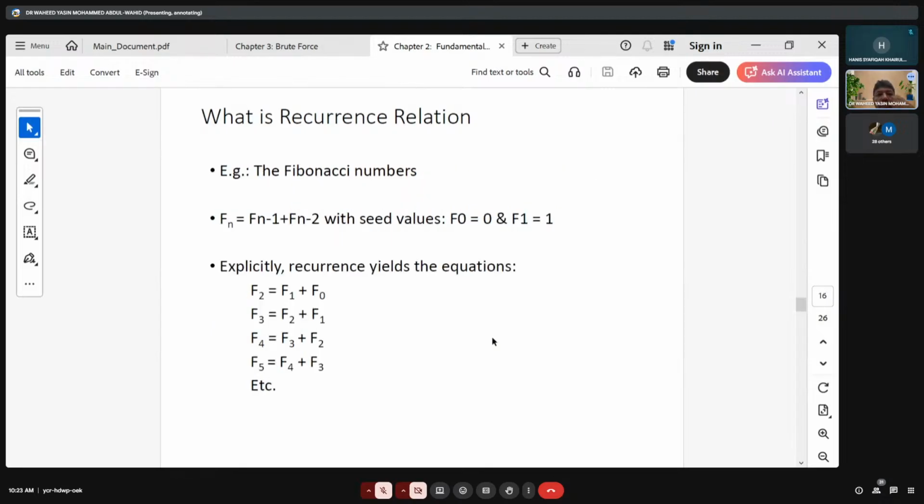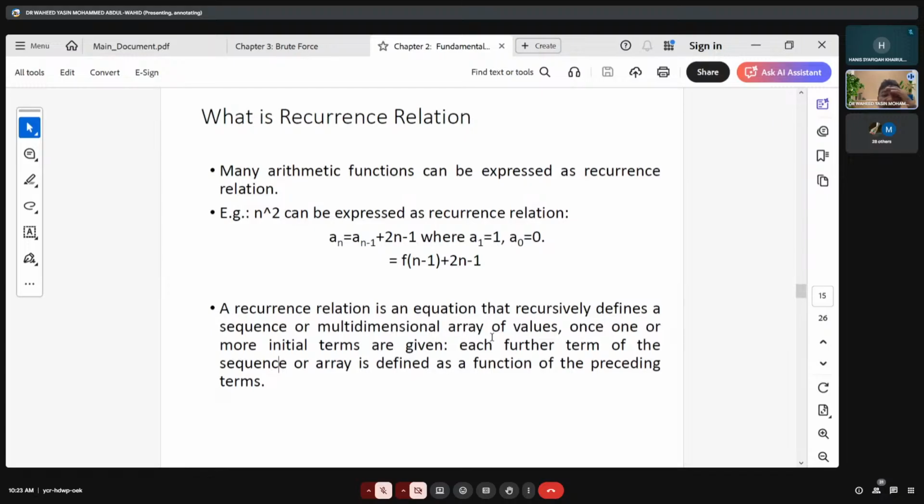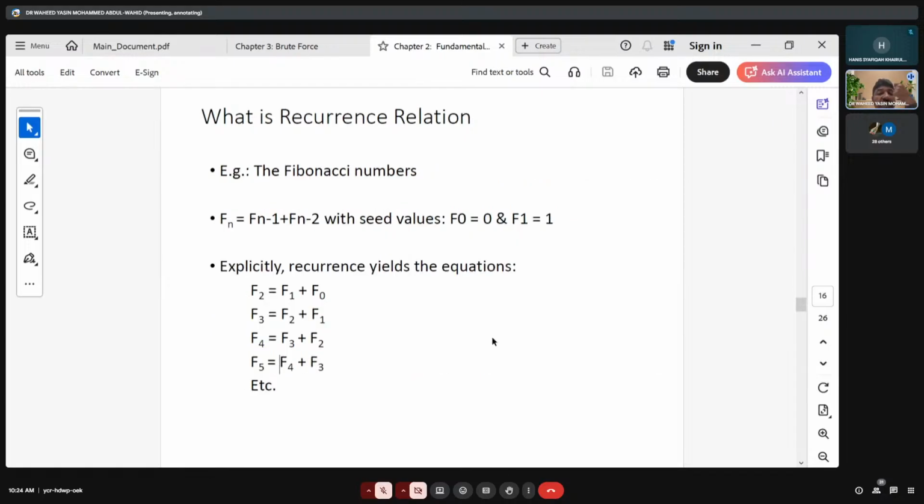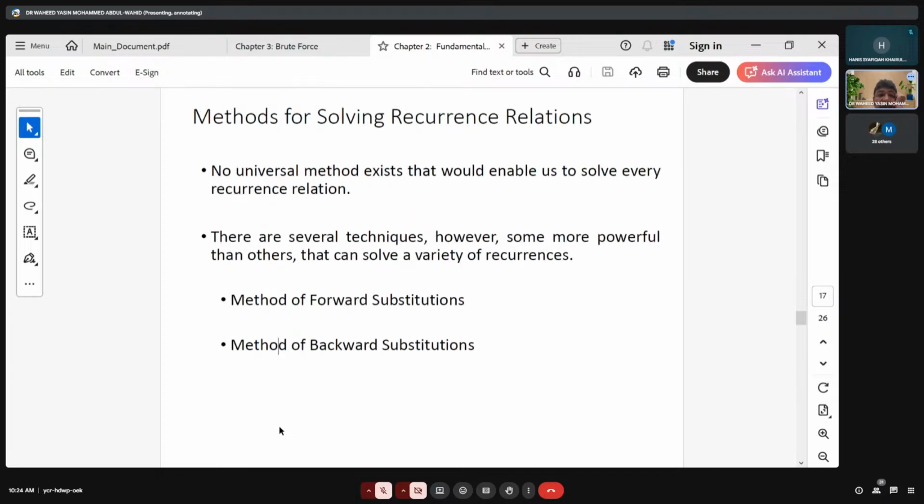Okay. So the Fibonacci numbers Fn satisfy Fn equals Fn minus 1 plus Fn minus 2, with these values F0 equals 0, F1 equals 1. Explicitly, the recurrence yields the equations F2 equals F1 plus F0, F3 equals F2 plus F1, and so on, like this. So, methods of solving recurrence relations.